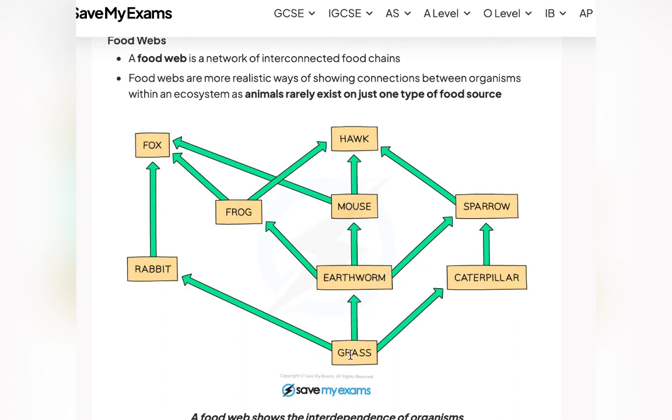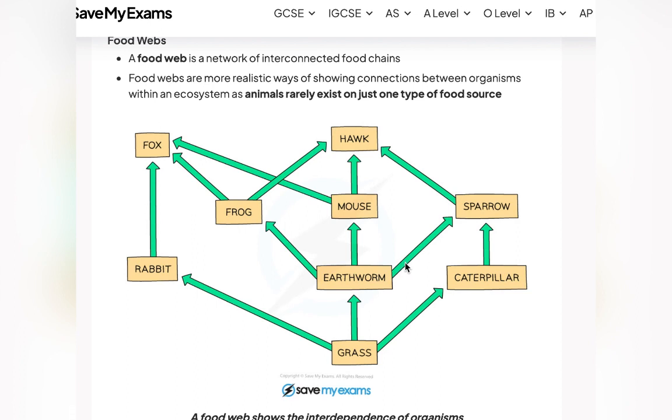We have another one here. The grass is eaten by earthworm, earthworm is eaten by sparrow, sparrow is eaten by hawk. Okay, we have another food chain here. Grass is eaten by caterpillar, caterpillar is eaten by sparrow, and the sparrow is eaten by hawk. So this interconnectivity, or you have another one. Grass is eaten by earthworm, earthworm is eaten by frog, frog is eaten by hawk. Okay, this frog is eaten by this hawk. So it's a network of interconnectivity.